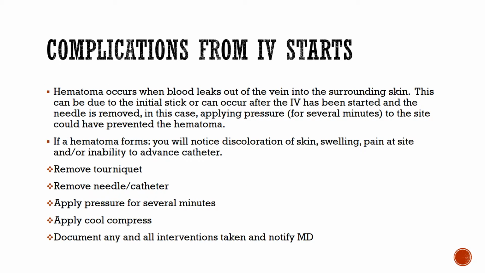A hematoma occurs when blood leaks out of the vein into the surrounding skin. This can be due to the initial IV stick, or it can occur after the IV has been started and the needle is being removed. In this case, applying pressure for several minutes to the site could have prevented the hematoma. If a hematoma forms, you will notice discoloration of the skin, swelling, pain at the site, and/or inability to advance the catheter. If you notice any of these signs, you should remove the tourniquet, remove the catheter and the needle, apply pressure for several minutes, apply a cool compress, document any and all interventions taken, and notify the MD.